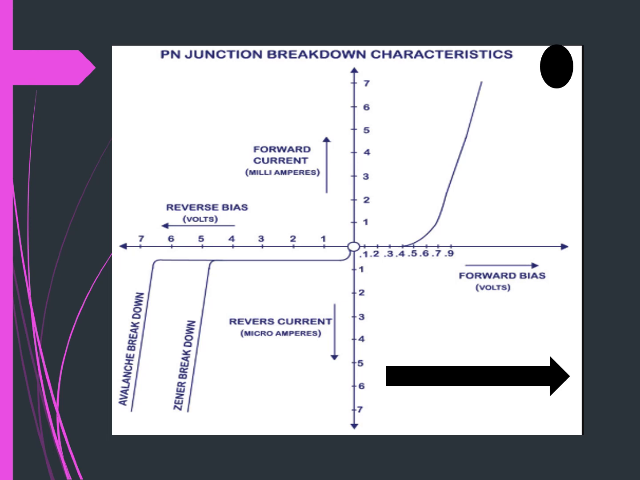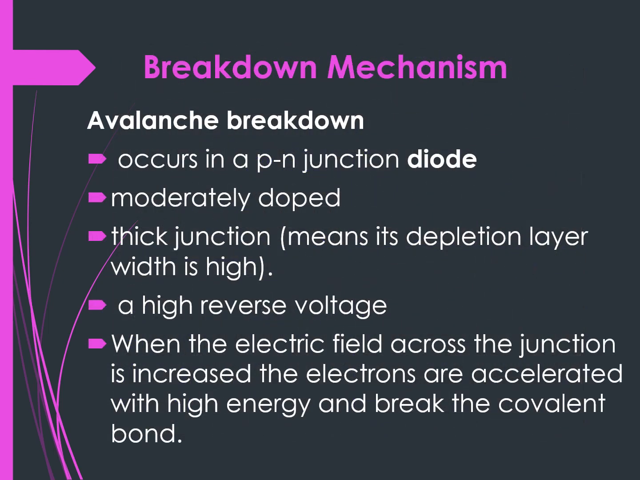Now, in case of avalanche breakdown, the reverse voltage is greater, and the reverse voltage for the Zener breakdown is less compared to the avalanche breakdown. Next we'll study the breakdown mechanism. There are two breakdown mechanisms: one is avalanche breakdown and the other is Zener breakdown.